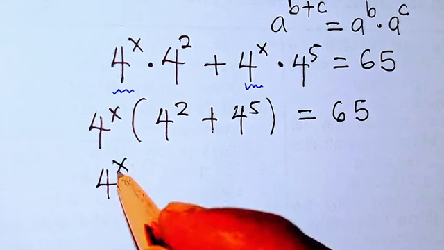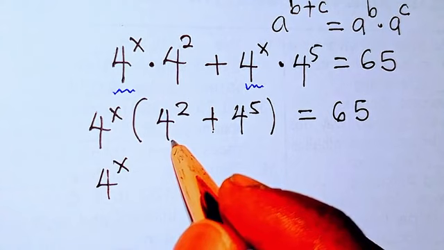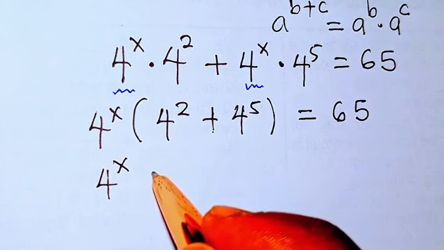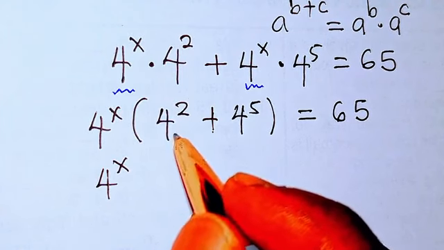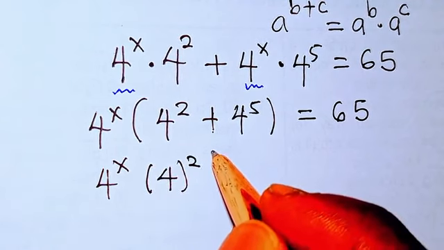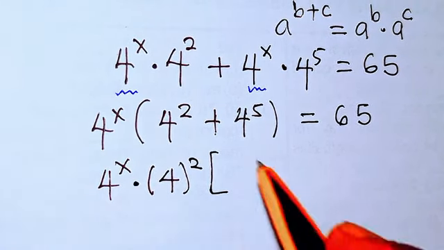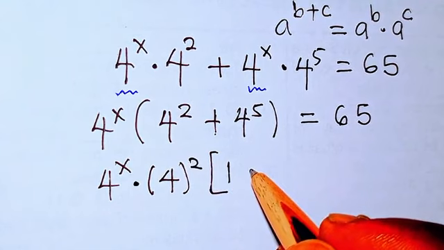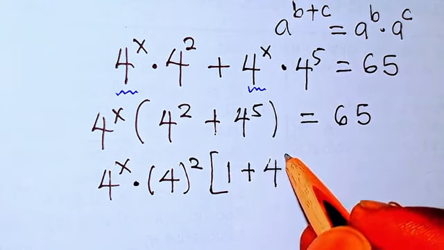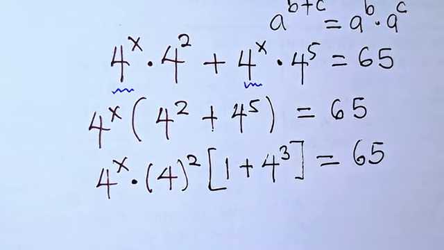So now from there, the next thing we are going to do: here we have 4 to the power of 2 plus 4 to the power of 5. We can write it by taking out 4 to the power of 2 as the common factor again. Here, don't forget that this is multiplication. So this will remain 1 plus then 4 to the power of what? 4 to the power of 3, right? Equals 65. Are you following?